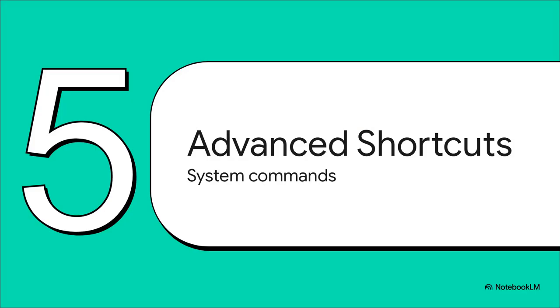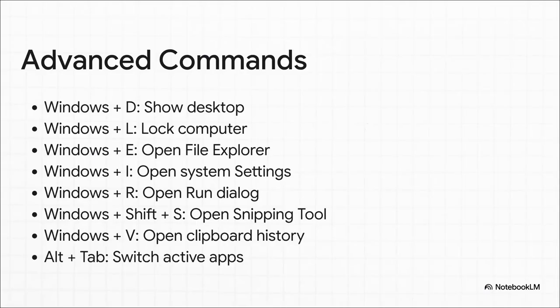Section 5, Advanced System Shortcuts. Let's walk through this heavy-hitting cluster of advanced commands really quickly. Windows plus D instantly clears your clutter to show the desktop. Windows plus L locks your computer immediately. Windows E jumps right into File Explorer. Windows I brings up your system settings, Windows R opens your Run dialog, and Windows Shift S grabs the snipping tool. Alt plus Tab seamlessly switches your active apps.